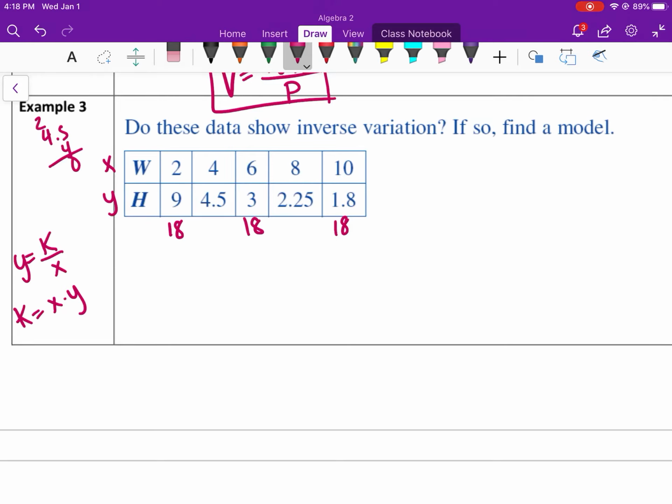4.5 times 4 would be 18 too. And I'm guessing this one would be 18 too. So that means that they do vary inversely, which means that you could get your W. This one, the W is smaller. So it would be H is equal to 18 divided by W. So 18 divided by 2 is 9, 18 divided by 4 is 4.5, 18 divided by 6 is 3. So it does show inverse variation.